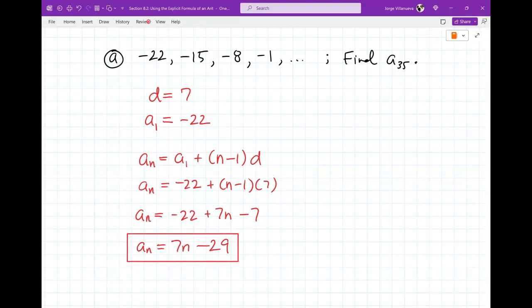Now they want a sub 35. This is real scary, so we'll find out. Let's see what happens. A sub 35 is 7 times 35 minus 29. Okay? So, let's see, 7 times 35, 7 times 5 is 35, so there's going to be a 5 there, 21, that's 245 minus 29, right? 245? Oh, the answer 216, thank you. So here's a sub 35.